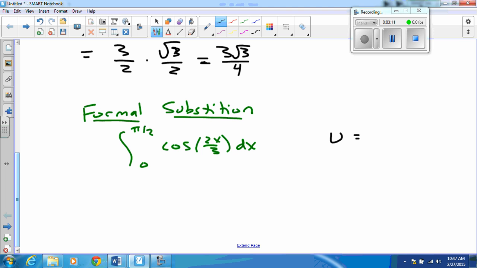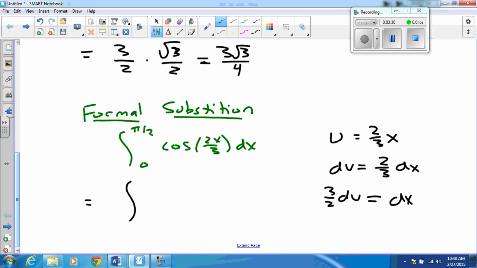So here is my integral, and off on the side, I do my work of formally substituting. u is equal to 2/3 x, du is equal to 2/3 dx, and therefore dx is equal to 3/2 of du. And so now I come back to reassemble my integral in terms of u, and the integral is cosine u and 3/2 du. But now I also need to transform my limits of integration, because these current limits of integration are x values.